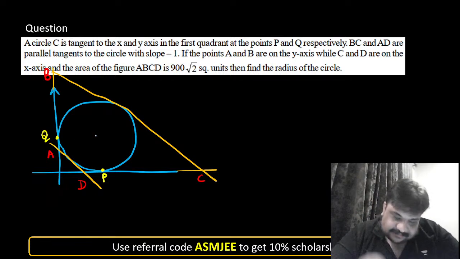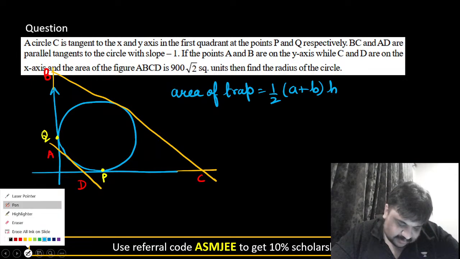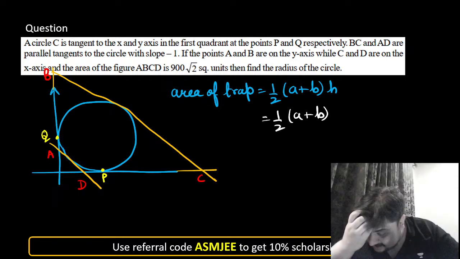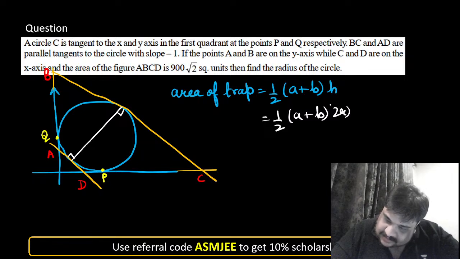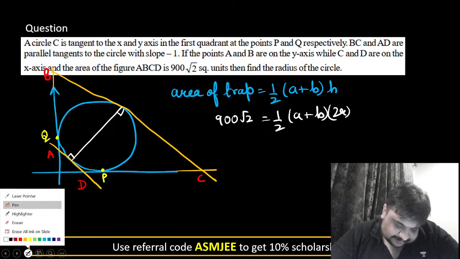So this is a trapezium. Area of trapezium is half sum of parallel sides into height h. Do you remember? So half sum of parallel sides, and what is height h? Height h will be this height, which is 2r, twice the radius, and this is 900 root 2. And we need to find a plus b. A plus b are these two lengths. So let's find these lengths.